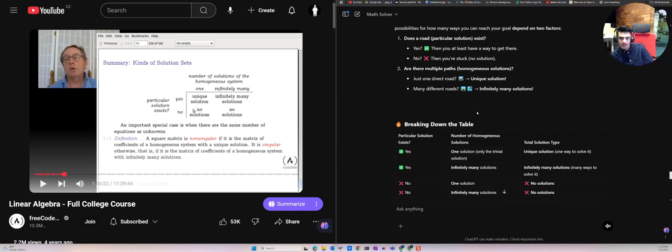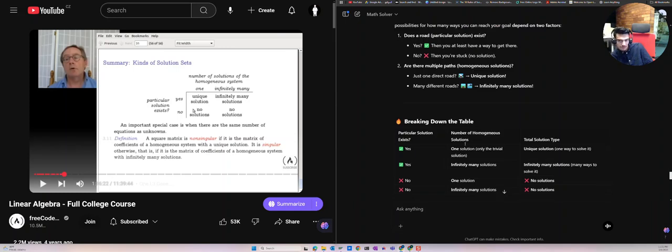Breaking down the table. If we have a particular solution, the number of homogeneous solutions is either one, only the trivial solution, or infinitely many. We might have one solution or infinitely many solutions. Total solution type: unique solution, one way to solve it, or infinitely many solutions, many ways to solve it. Now, if there is no particular solution, the number of homogeneous solutions is one or infinitely many, and the total solution type will be no solution.